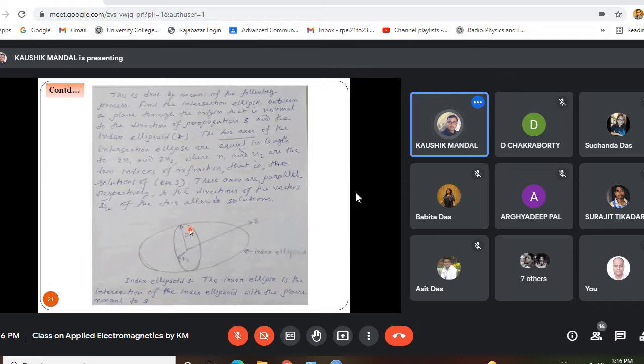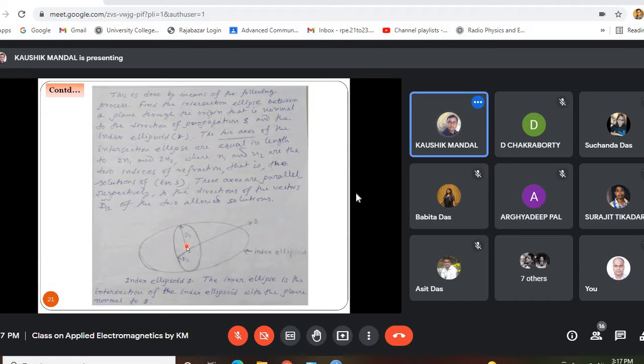So is it clear? First, you draw the index ellipsoid from the plot of index of refraction, or from the uniform distribution of the stored electric energy. Now in this index ellipsoid, you have to draw an intersection ellipse that must pass through the center of this index ellipsoid, and the second condition is that it must be perpendicular to the direction of propagation.